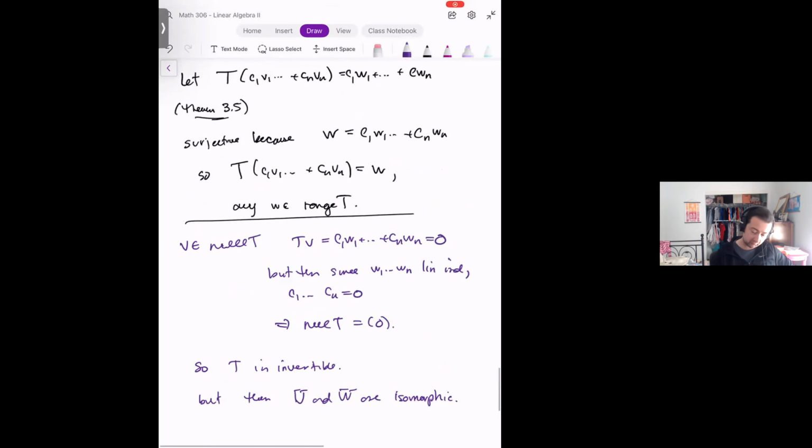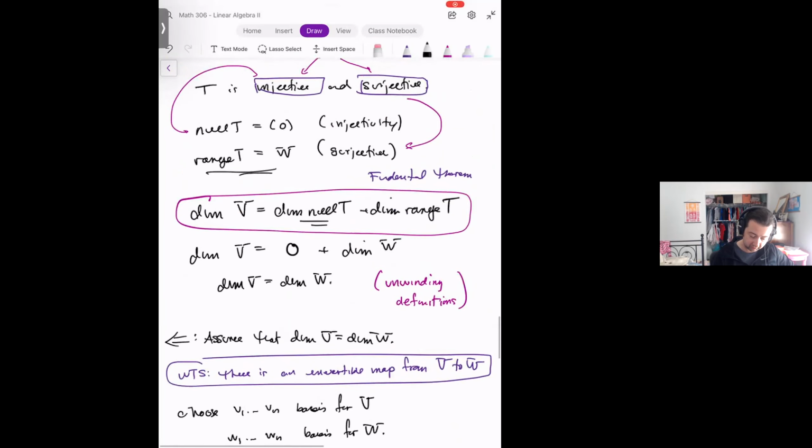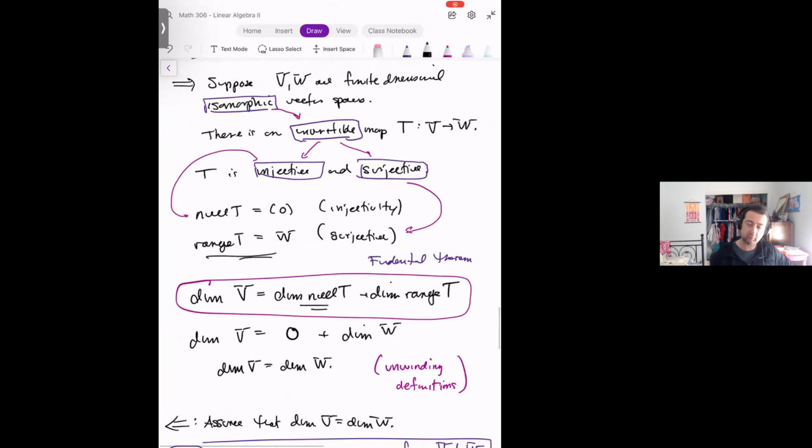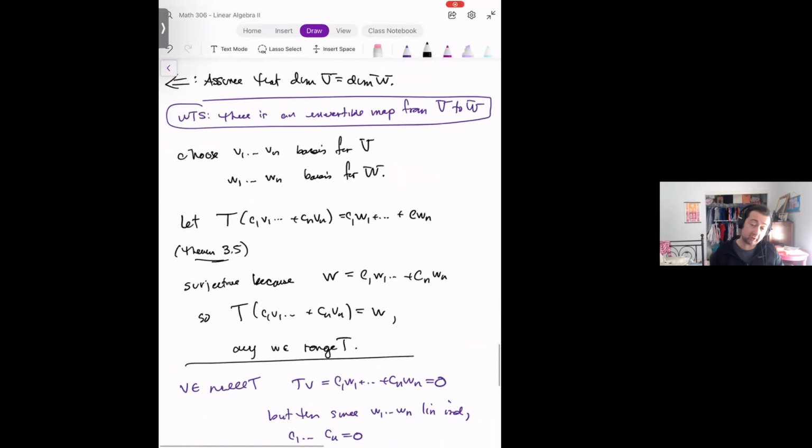So this sort of argument is pretty standard when you're doing this kind of thing. In one direction, we got to use this really nice geometric idea that comes from unwinding definitions and using the fundamental theorem of linear maps. If we know they're isomorphic, we can just use the fundamental theorem to show that the dimensions are the same. In the other direction, if I want to show that things are isomorphic, I have to actually show you what the isomorphism is. And that's what we did here.